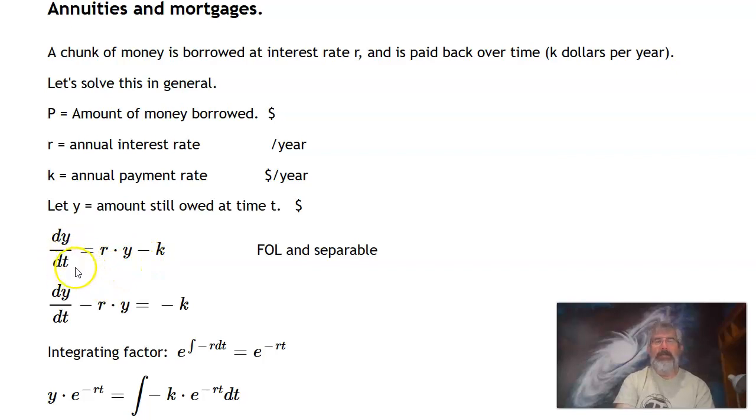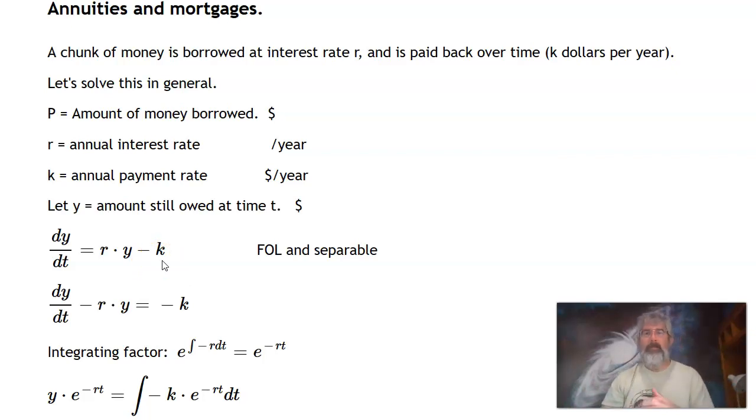So dy dt is the rate of change in the amount owed. Well, as I stated at the start here, the amount owed changes for two reasons. One is the bank is charging interest. So every year they're going to charge you their interest rate times the amount that you still owe. Okay? And then you are going to owe less because you're going to pay K dollars.